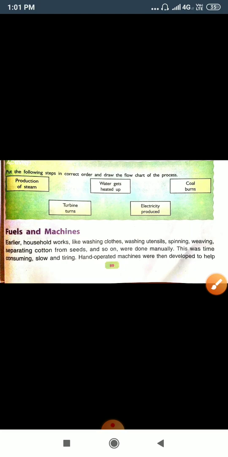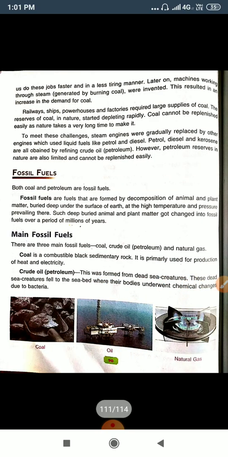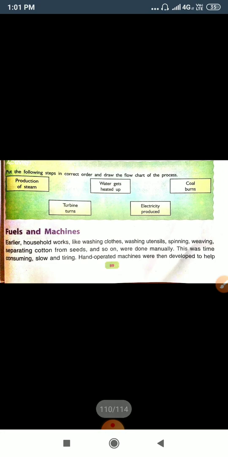Okay, now fuels and the machines. Now see this, you have all seen that nowadays you save time by using fuels. To wash the clothes you use a washing machine, and to wash the utensils you use a dishwasher, and so on. Initially these were done manually, but nowadays you use electricity to run those machines, and that saves time.